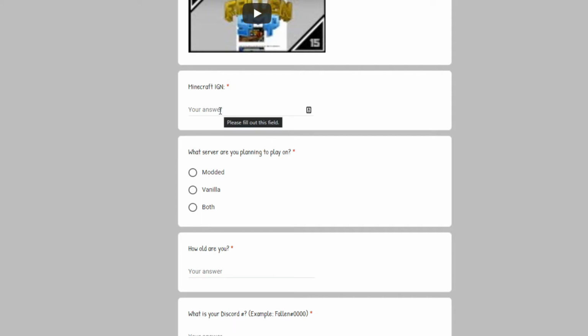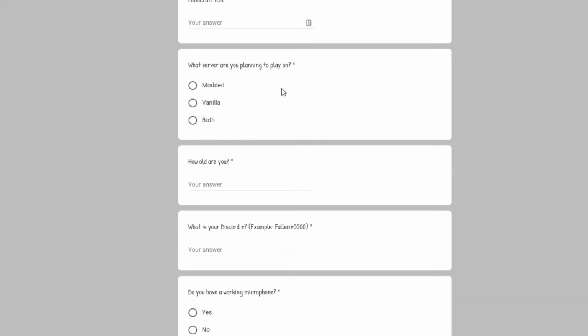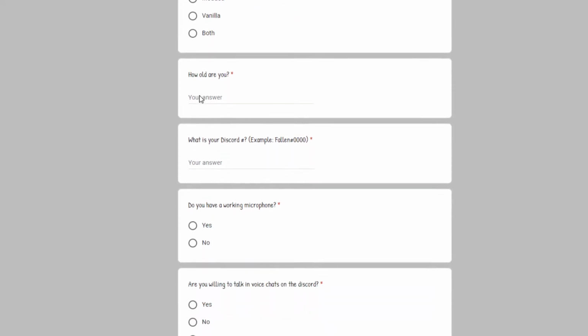Again, so your Minecraft IGN, pretty simple. Put your Minecraft IGN in, nothing special. What server are you going to play on, or planning to play on? This one doesn't really affect your chances, but we just want to know if you're going to play on vanilla or modded. Doesn't matter if you're going to play on both or one. It just helps us learn a little bit about you.